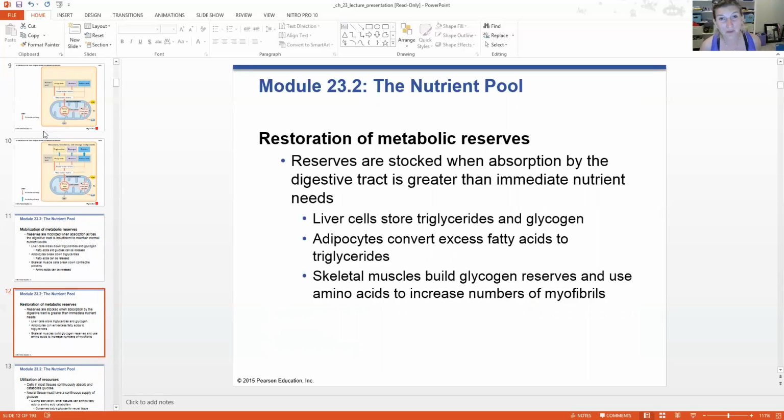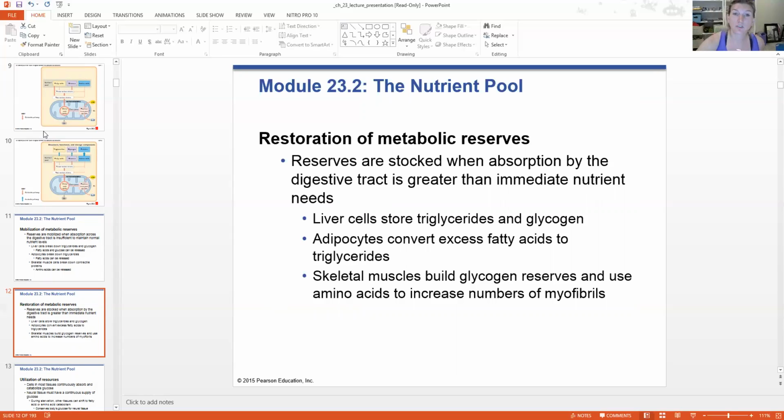We can also restore our metabolic reserves, pack them away. This is typically what's happening. So reserves are stocked when absorption by the digestive tract is greater than what we need, right? So what? I know I didn't really exercise in the past couple of months, but I'm going to eat that 4th slice of pizza, right? That's that. I'm guilty, so guilty.